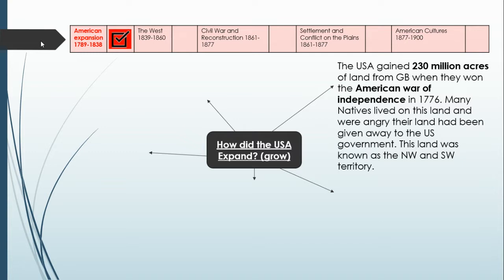Remember, we spoke in the introductory session about the fact that territories cannot yet become states because not enough people live there. So at the moment, it's the Northwest and Southwest Territory that has come under their control.